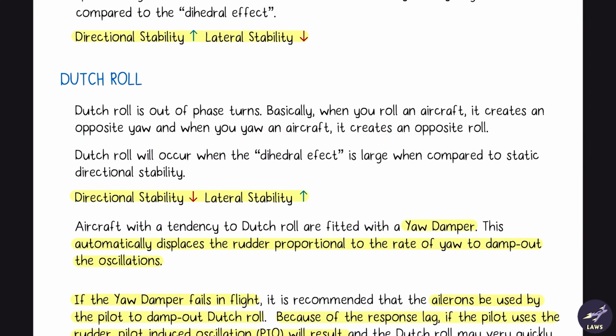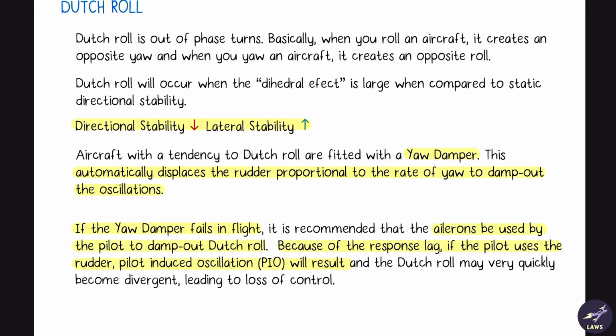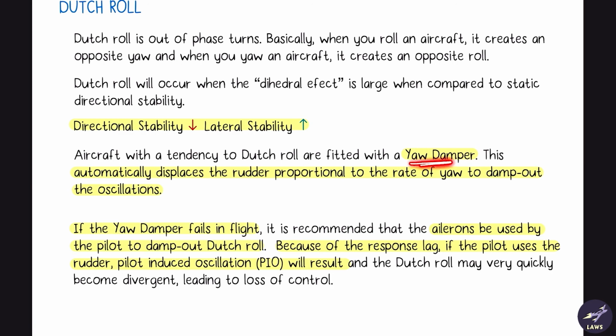Okay, hence to counteract this issue, the aircraft is fitted with yaw damper. Okay, it automatically displaces the rudder proportional to the rate of yaw to dampen out the oscillations. If yaw damper fails in flight, ailerons should be used by the pilot to dampen out Dutch roll. Okay, because if the pilot uses rudder and there is a response lag, the pilot can worsen the already increased Dutch roll. Okay, he can worsen the situation even further. That is why if the yaw damper fails, you won't use the rudder, the pilot will use the ailerons instead.